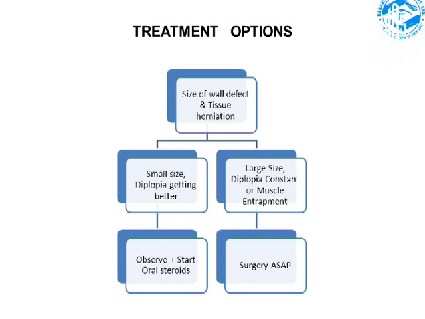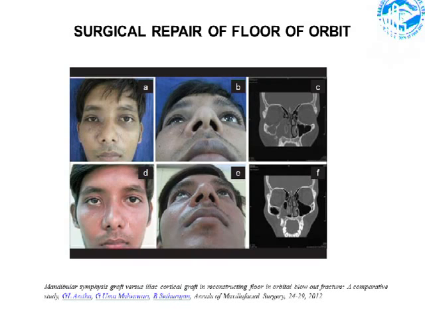Treatment options depend upon the size of the wall defect and the tissue condition. So if the size is small and the diplopia is getting better day by day, you can think about observing and you can add oral steroids. But if the defect is larger and if the patient complains of diplopia which is constant and there is muscle enlargement also noticed, one can think about doing the surgery as soon as possible. As you can see, this person with enophthalmos and muscle enlargement on CT has undergone surgery to reconstruct the floor with an implant, and the patient is doing really well.